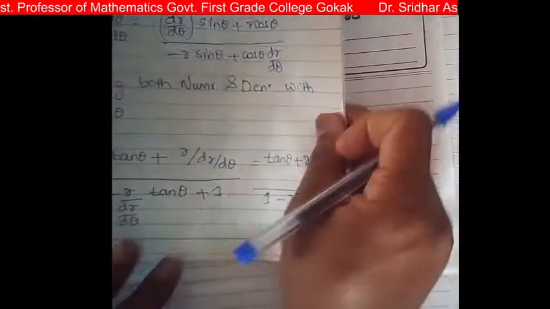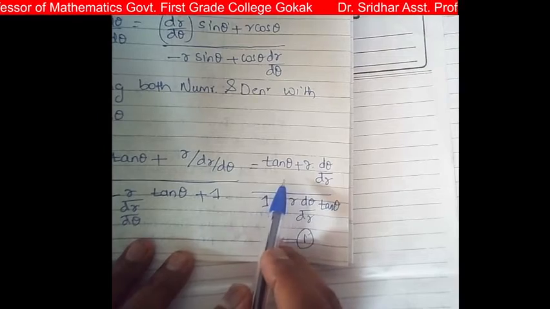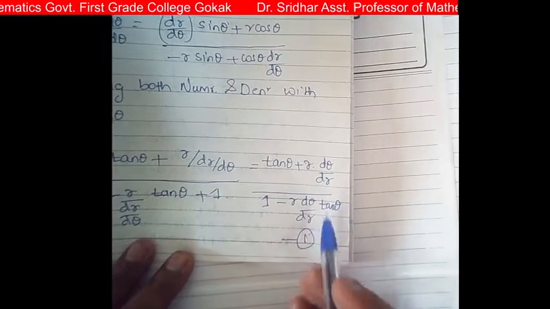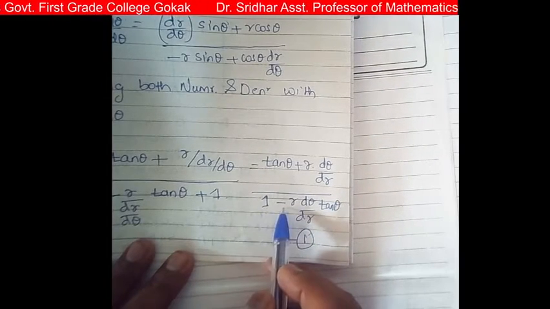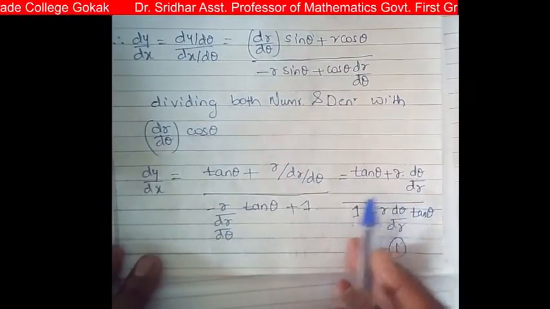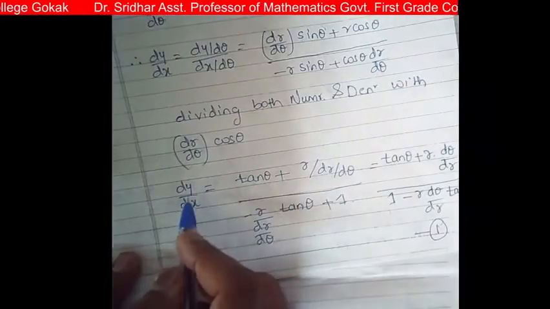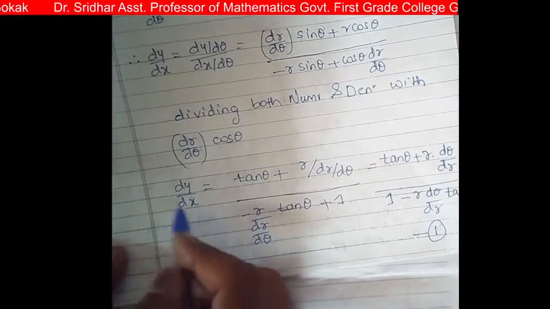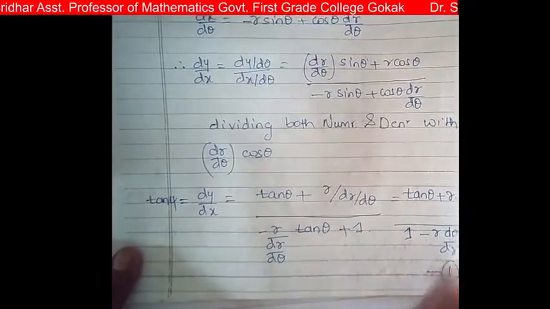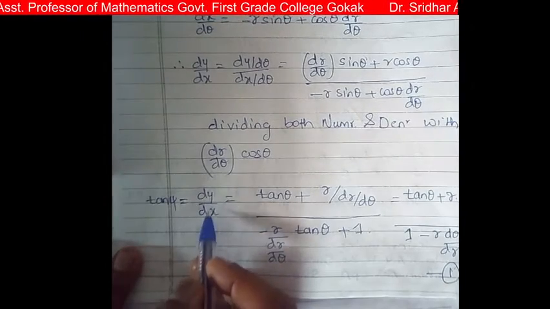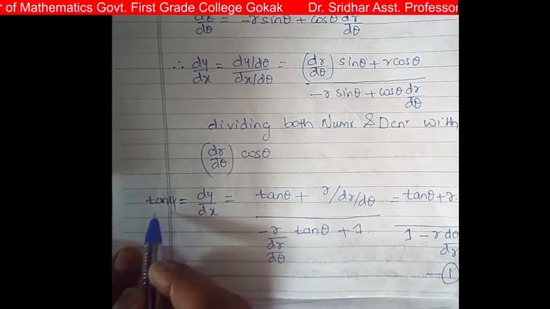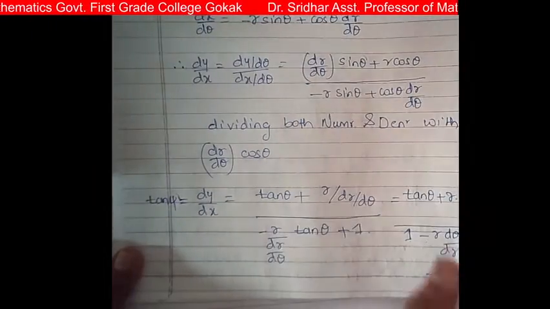So this is equation 1. Here we have tan theta plus r into d theta by dr, divided by 1 minus r into d theta by dr tan theta. Now this is nothing but dy by dx, the slope of the tangent. So it is nothing but tan psi. dy by dx is the slope of the tangent, and the slope of the tangent is also represented by tan psi.